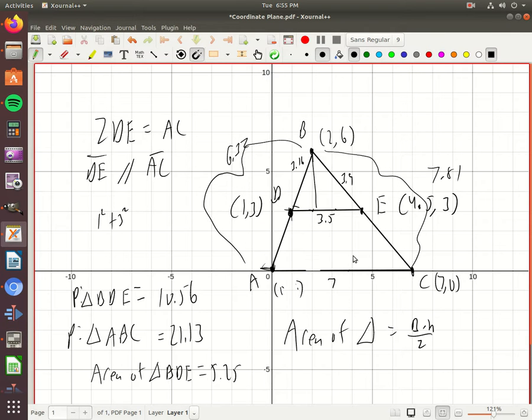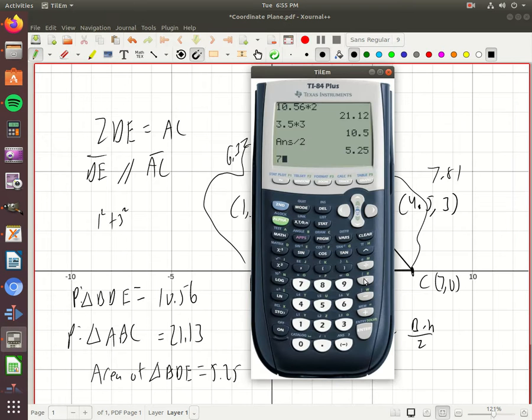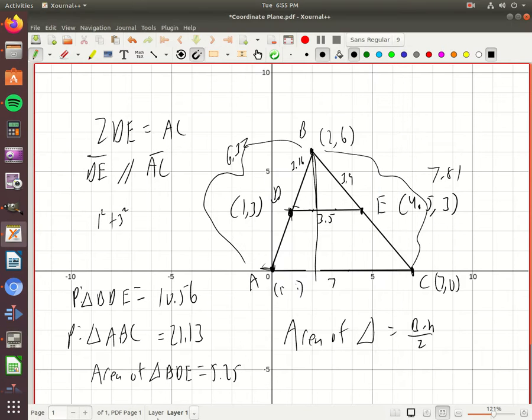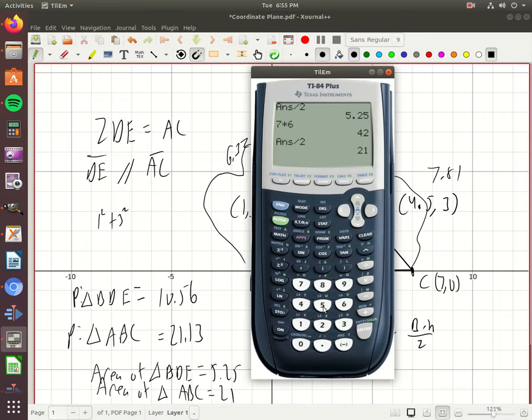The area of the big one is 7 times 6, right? The base is 7, and the height is 1, 2, 3, 4, 5, 6. So 7 times 6 divided by 2, which I already know is 21, but I'm going through the motions for some reason. So the area of triangle ABC is 21, and you'll notice something. It's not twice as big. What it is, it's 4 times as big.